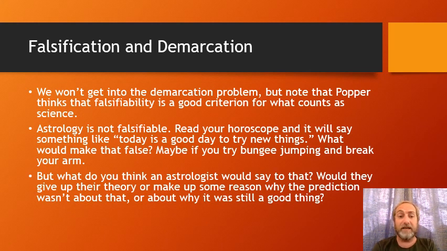So typically, take astrology as an example. If you read your horoscope, it's not going to really say anything that's falsifiable. It's going to say very general things, like today is a good day to try new things. Okay, how do you make that false? Well, maybe you could try one new thing. You could try bungee jumping and end up breaking your arm or something. But you could easily see your astrologer saying, oh, well, we didn't mean that. Or, well, in the long run, it was a good thing that you tried bungee jumping and broke your arm. Or actually, the new thing we were talking about was the new kind of gum that you tried that day.